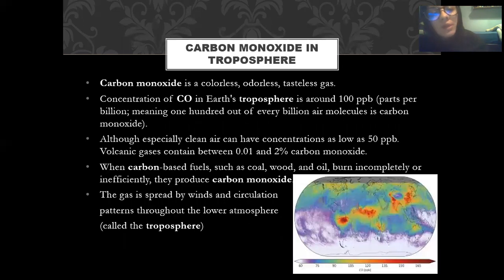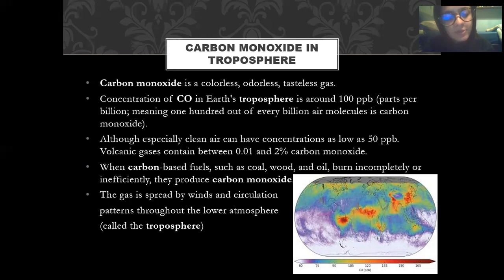Carbon monoxide in the troposphere. Now let's see what happens with carbon monoxide in the troposphere. It is a colorless, odorless, and tasteless gas. We all know that. The concentration of carbon monoxide in the troposphere is about 100 ppb, parts per billion, meaning 100 out of a billion air molecules is carbon monoxide.